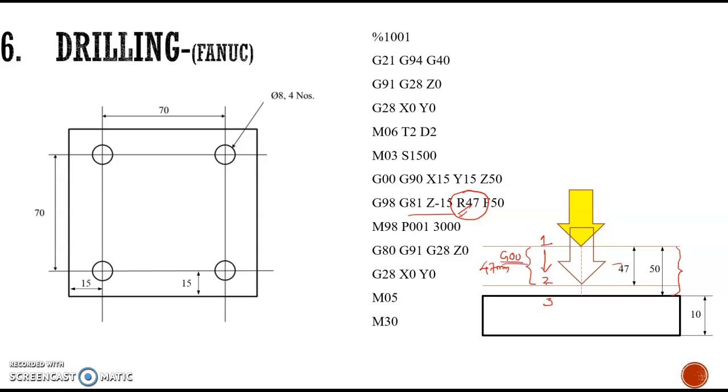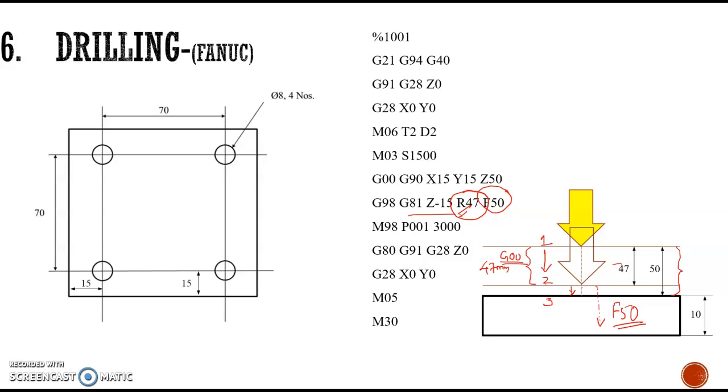After reaching position 2, the tool will move with linear interpolation at the specified feed rate F50. So from position 2 onwards, the tool will start to drill with the feed rate of 50. That is the significance of R47.